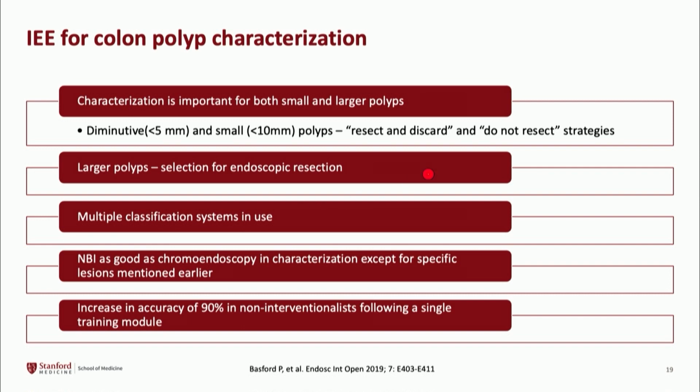As I mentioned, there are multiple classification systems in use. You should choose one which applies to your setting. Like if you have white light endoscopy, NICE would be a better option. And NBI is as good as chromoendoscopy in characterization, except in the specific situation I mentioned earlier. And if the operator is trained using a training module, it actually improved the accuracy of the characterization to up to 90%.